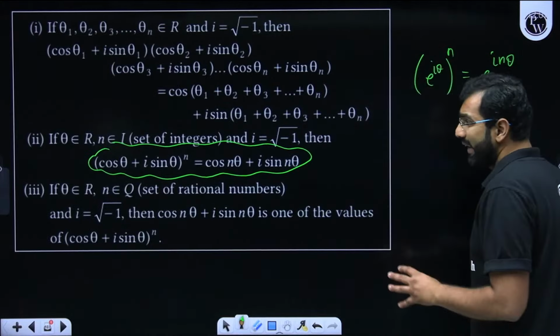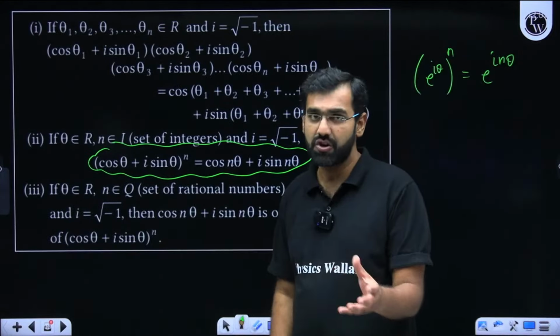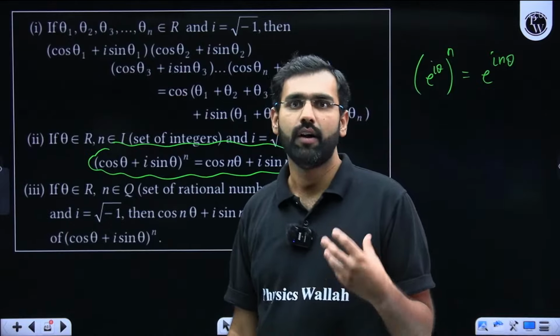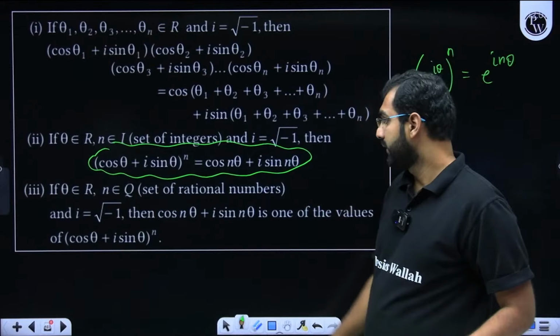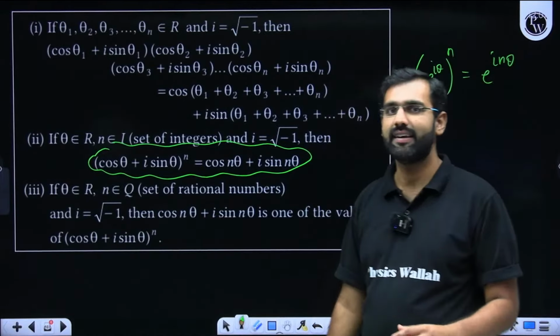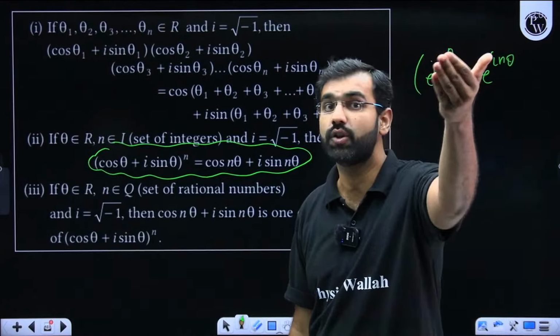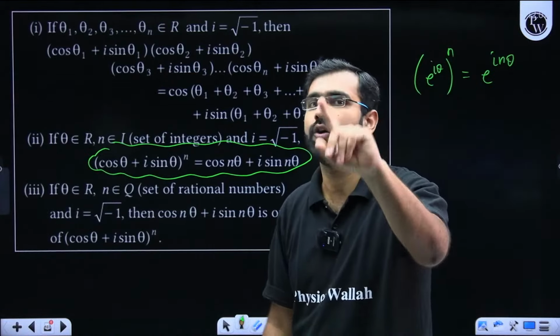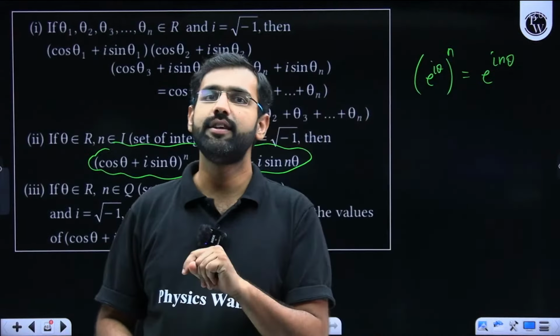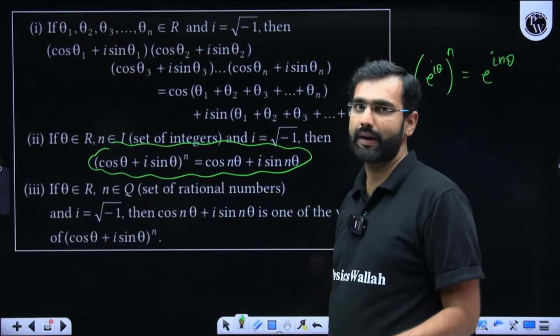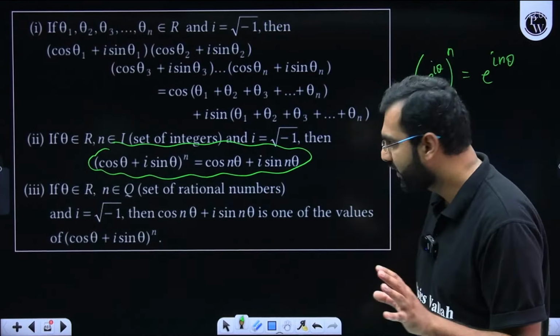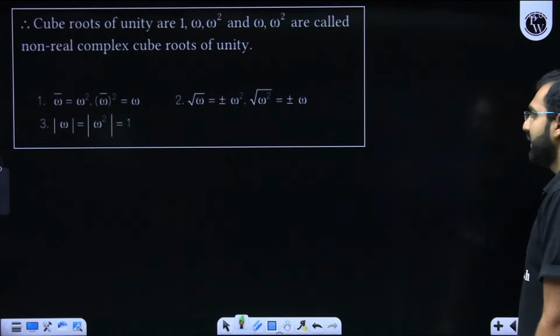But if you get power n as a rational number, just for example 1 by 3, 5 by 6 or something like that, in that case you should remember this cos n theta plus iota sin n theta will be one of those values because nth root has come into the picture. Let's say 1 to the power 1 by 3. 1 is the root, omega is the root, omega square is the root. So all the three values you got to attain. And how do we do that? I'll definitely share that in the upcoming slides.